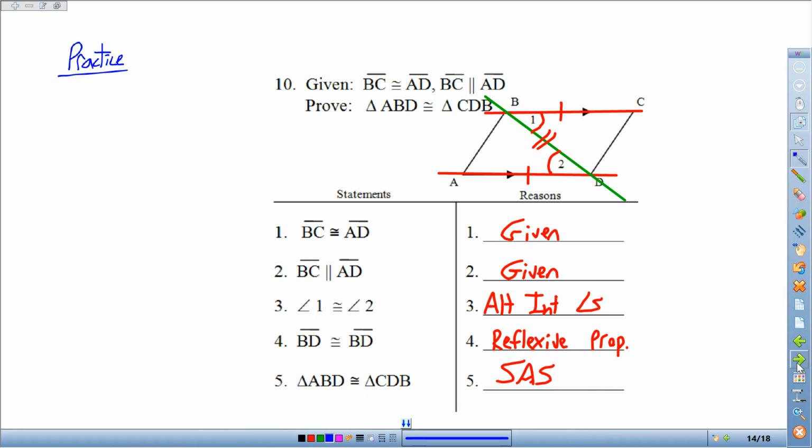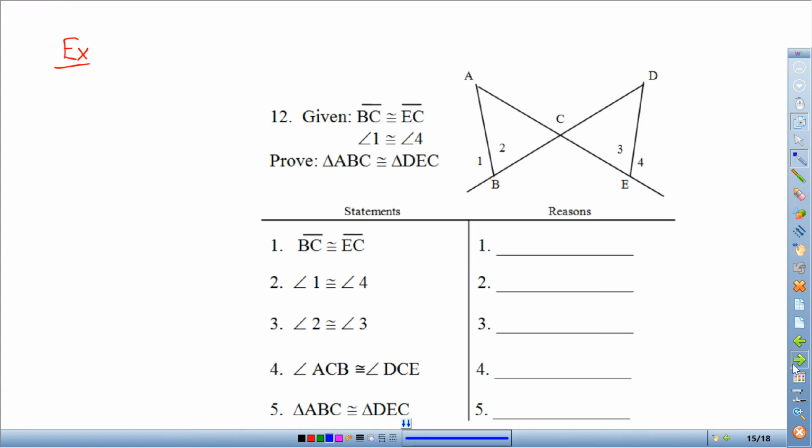All right. So last thing I want to do with you guys, I know this is kind of a long one. Let's take a look at number 12 together. This one does something a little strange. So first thing, they're giving us a couple congruent side lengths. BC is congruent to EC. We know that because it's given. Let's go ahead and show that. BC, this side length, is congruent to EC, this one.